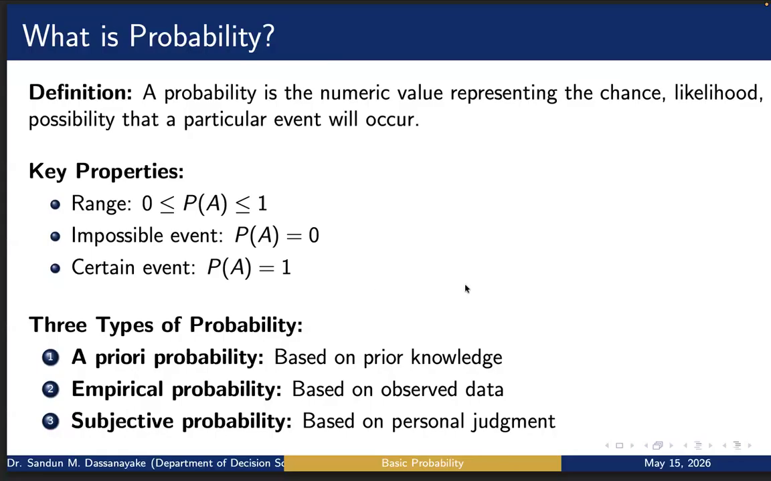There are 3 types of probability. A priori probability is based on prior knowledge. The idea of the past will give us some idea about the future. So that's a prior probability.